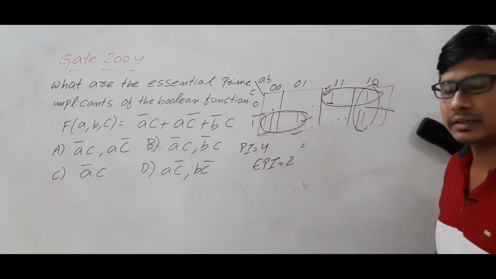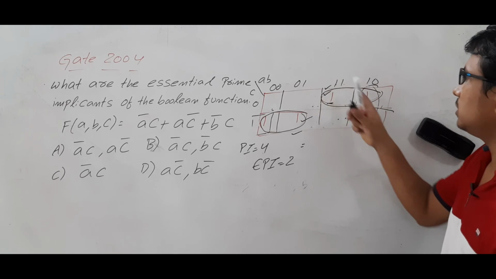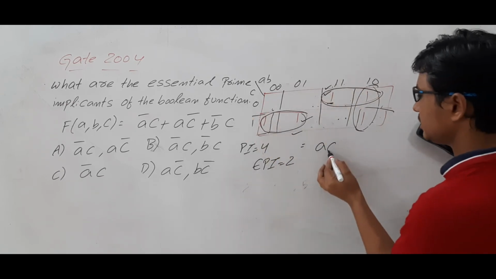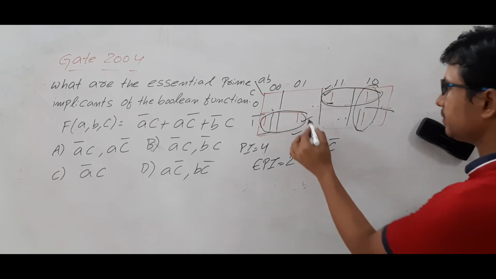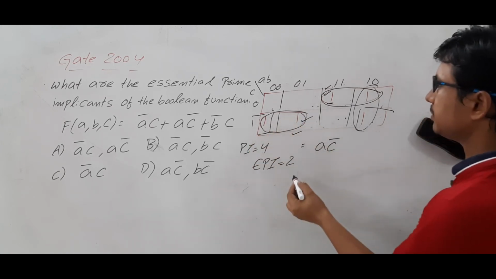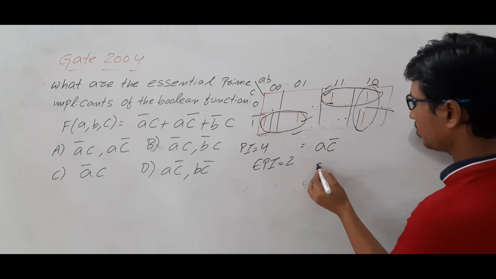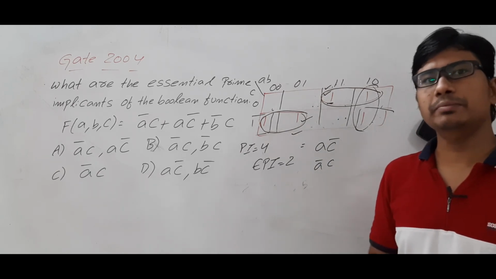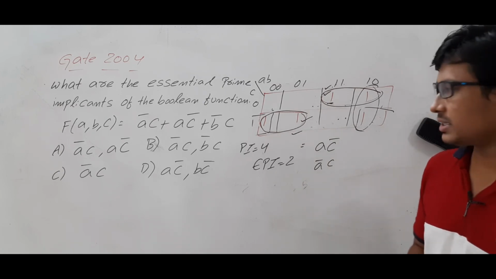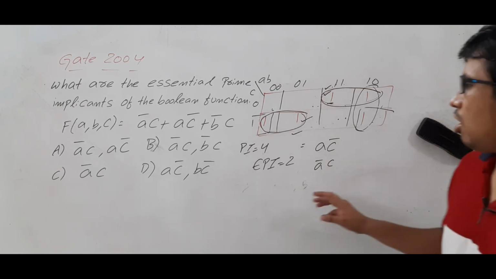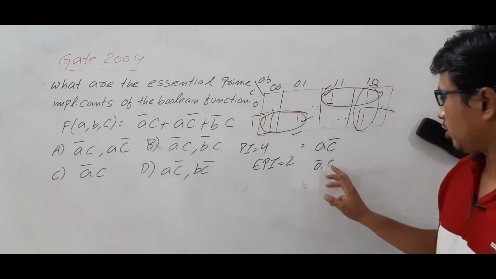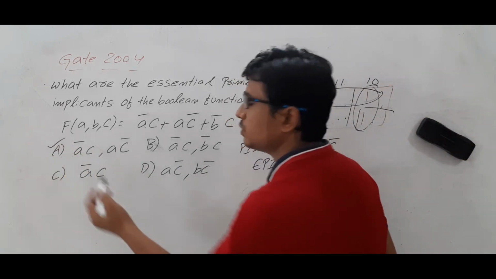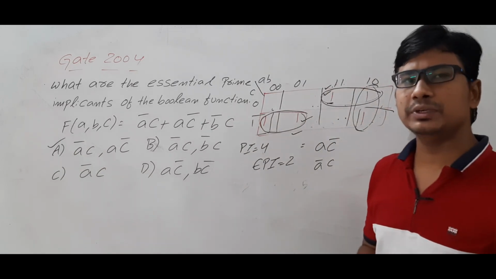What will you get? Now this is A, because common is A, and then you have C complement, one essential prime implicant. Another essential prime implicant is A complement C. So you got 2 essential prime implicants. Are you able to understand? So let me see the options. Option A is saying A complement C and A C complement. So option A is correct. These 2 are essential. Why not option B, C and D?